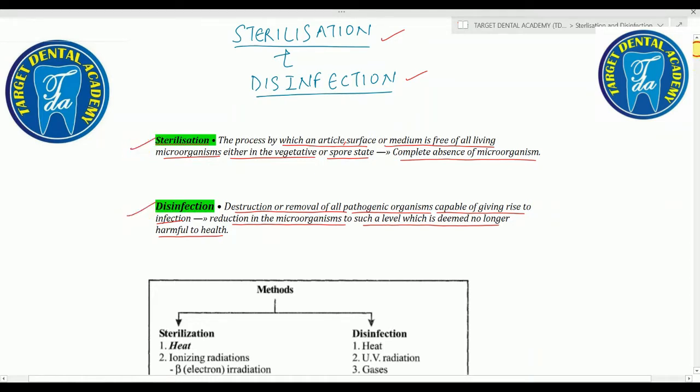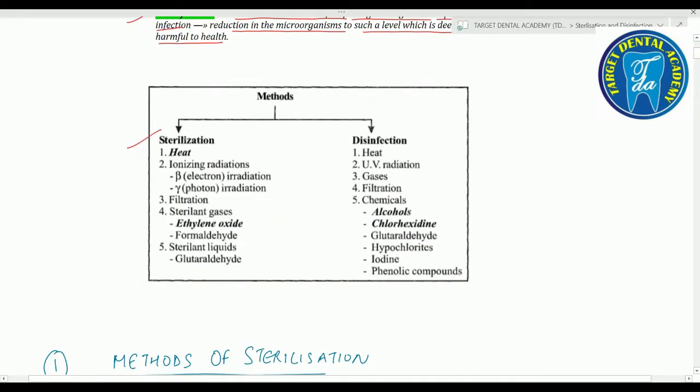Now after this, let's discuss the methods of sterilization as well as the methods of disinfection. Starting with the methods of sterilization, first we have heat, and ionizing radiation, in which we have beta electron irradiation and gamma photon irradiation. Fine. We have the filtration method. We have the sterilant gases, which include ethylene oxide and formaldehyde. We have the sterilant liquids, which include glutaraldehyde. Fine. So these are the methods of sterilization.